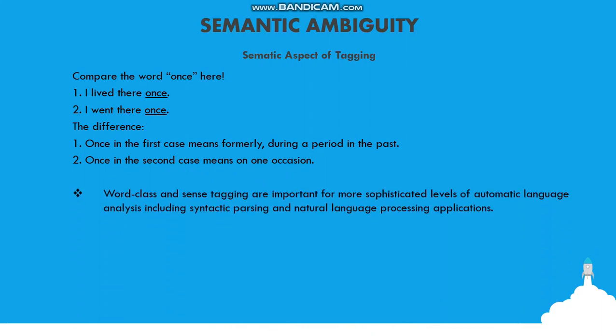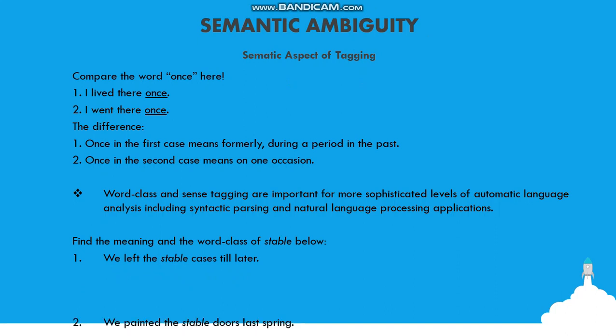When we talk about word class or sense tagging or semantic tagging, it is important for a more sophisticated level of automatic language analysis, including syntactic parsing and natural language processing, because it's not going to be easy to identify. A lot of researchers are still working in this area, on how to code and so forth, and after you realize that, classify into semantic tagging again. A lot of researchers around the world are still learning about it.